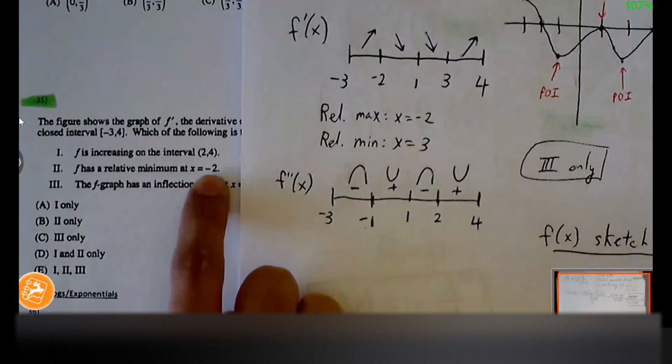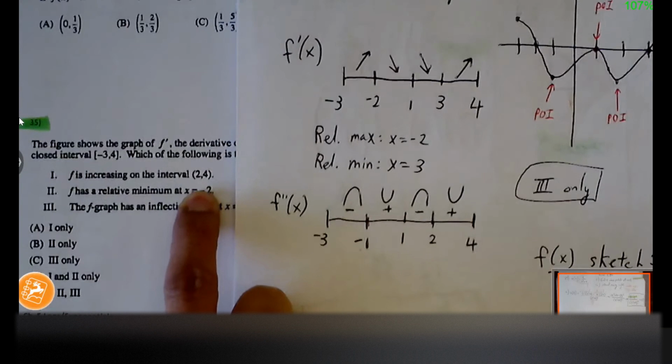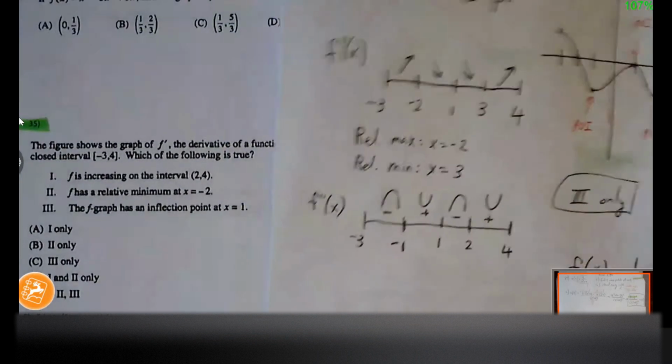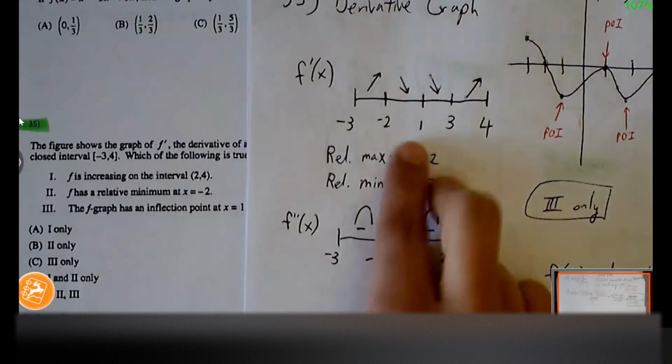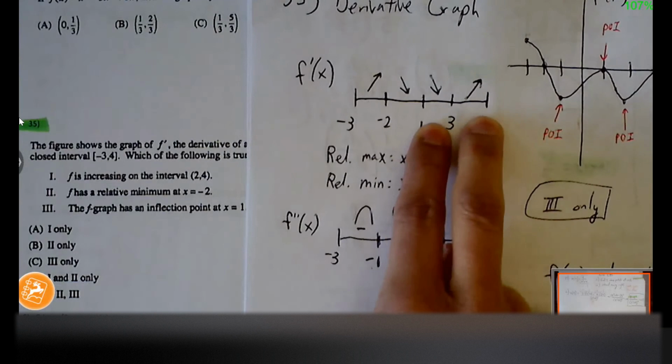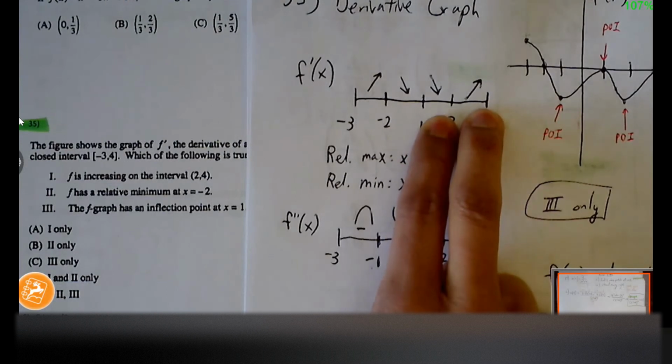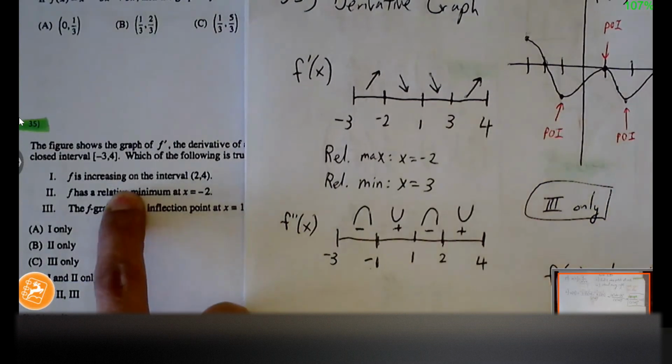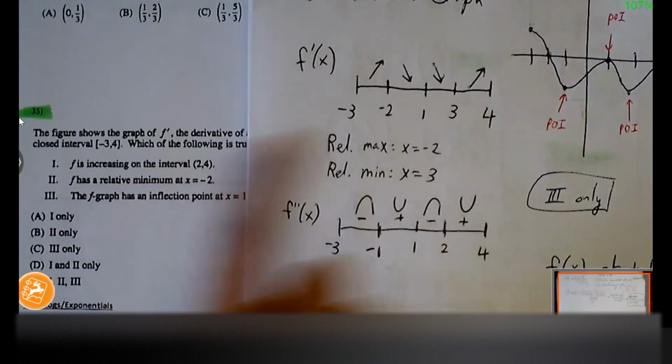F is increasing from 2 to 4. We're just looking at our sign line and see if it's in agreement. Well, from 2 to 4, portions of it is increasing, but not all of it, right? So we know we can eliminate choice 1, right? It's not consistent with what we gathered.